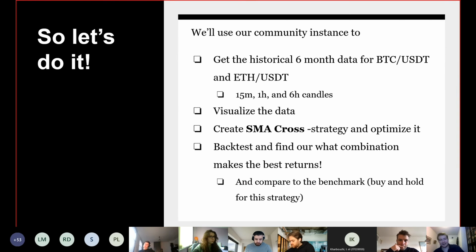What we do at ChainSlayer is offer a free community server for people to test out their strategies. So we're going to use a community instance to go through all the process I just talked about. We're going to get historical data for 6 months on the Bitcoin USD pair and the Ethereum USD pair, for 15-minute, 1-hour, and 6-hour candles. Then we're going to create a strategy, the simple moving average cross strategy, and optimize it. We'll look at the trading visualization, try to understand where it did well and where it went wrong, and run the backtest to see whether it actually performed better than the benchmark or not. That's the very concrete example we had in mind.